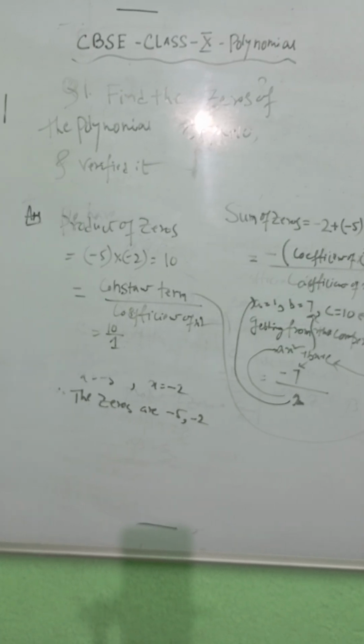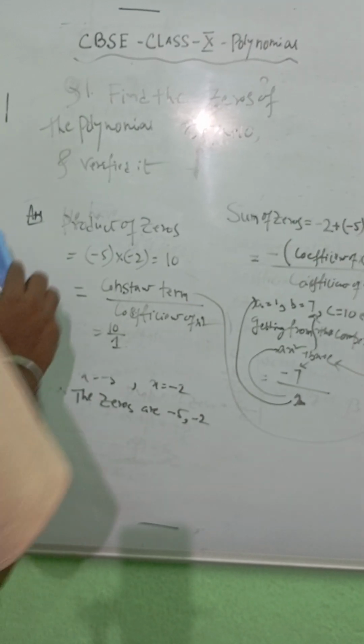Basically these polynomials are given. Now we have started each and every sum of the polynomials. Exercise 2.1. Today we have finished that exercise 2.1.